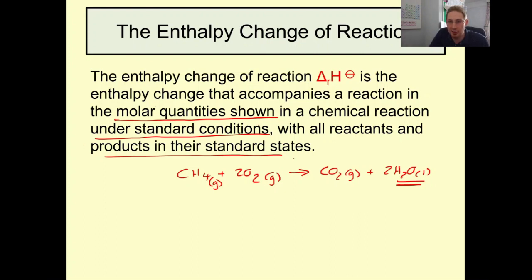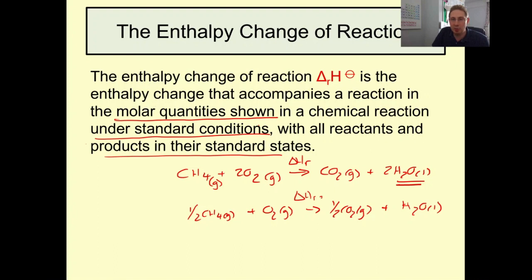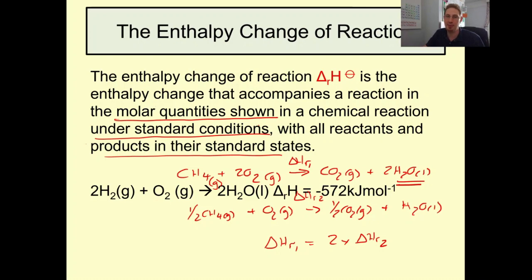that would be the enthalpy change of that reaction. So delta HR. I could write it so that it is half CH4 gas plus O2 gas going to half CO2 gas plus H2O liquid. And if this is delta HR2, in which case delta HR, let's call that delta HR1, would be twice delta HR2, okay? So the enthalpy change is whatever you define that reaction as. There we go.